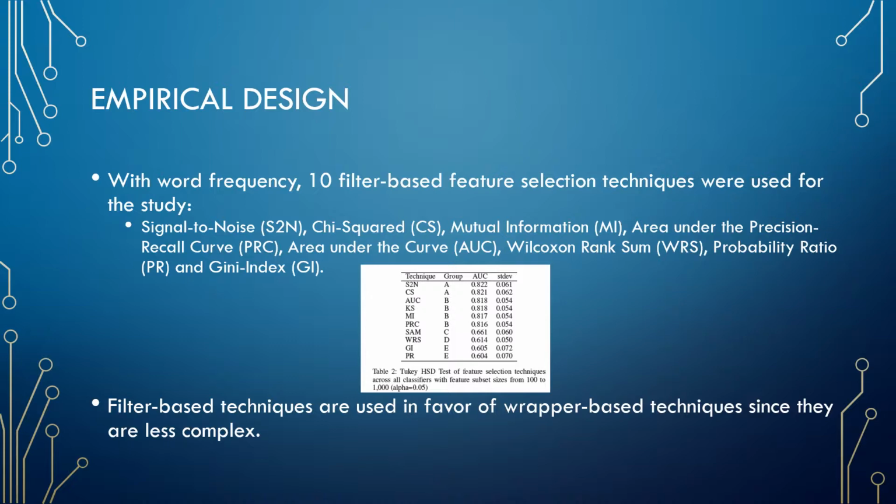As you can see in the table below, it shows our 10 techniques. The groups are classified as Group A, Group B, Group C, Group D, Group E, the area under the curve for each of those techniques, and the standard deviation for each of those techniques. Now, the filter-based techniques are used in favor of wrapper-based techniques since they are less complex.